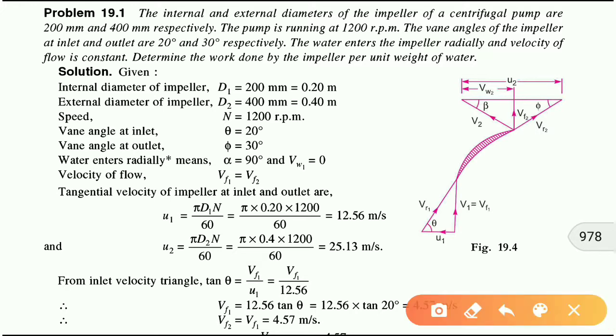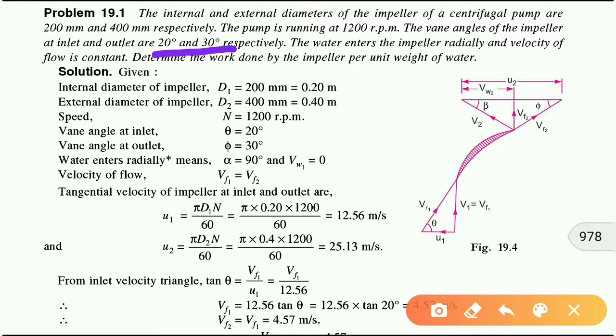The speed of the pump is also given. So pump is running at 1200 rpm, means the impeller is running at 1200 rpm. So capital N is 1200 rpm. The vane angles of the impeller at inlet and outlet are 20 degree and 30 degree. So these are the vane angles at inlet and outlet respectively.